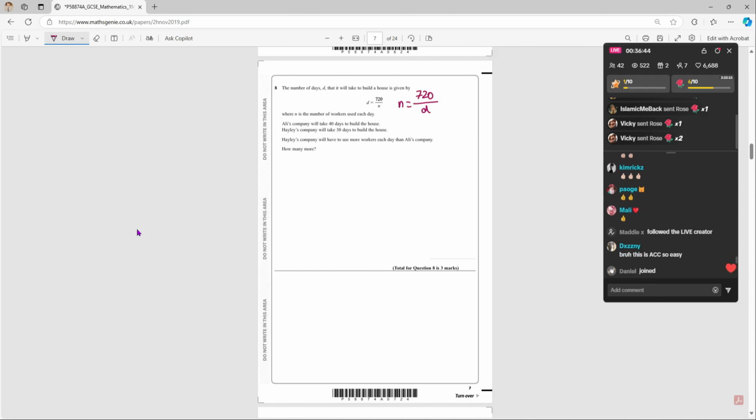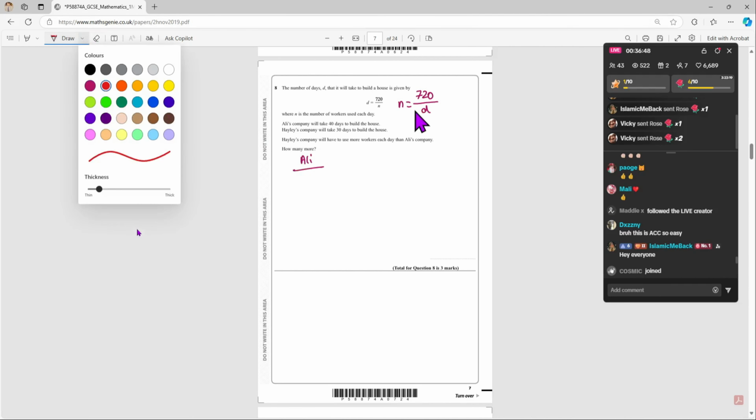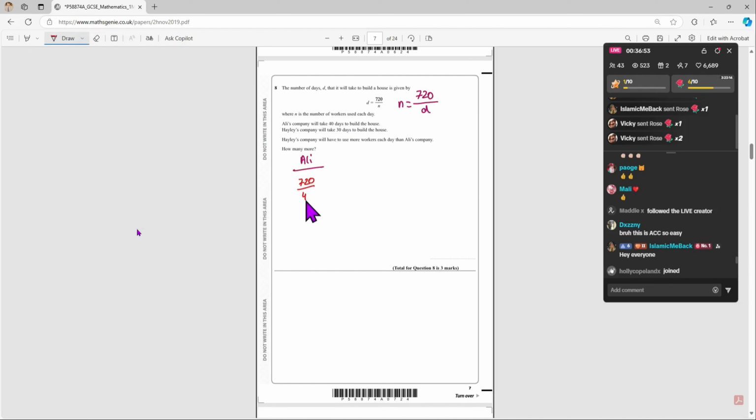Then we're going to work out how many workers Ali has. So we're going to substitute in 720 divided by 40. That will give you the number of workers. So we know that it's going to be equal to 18. So Ali has 18 workers.